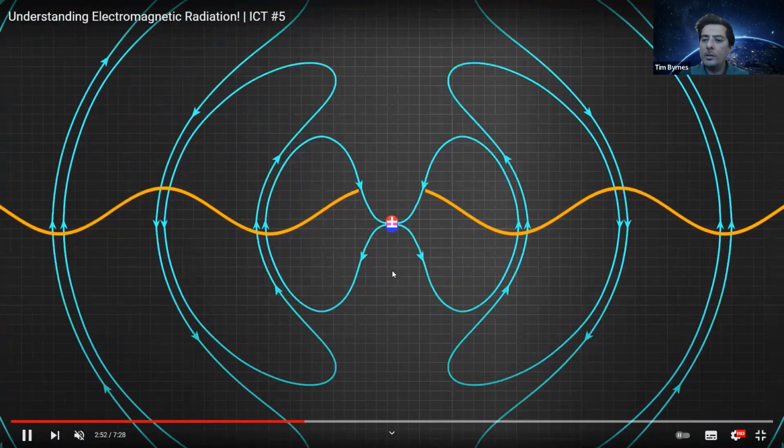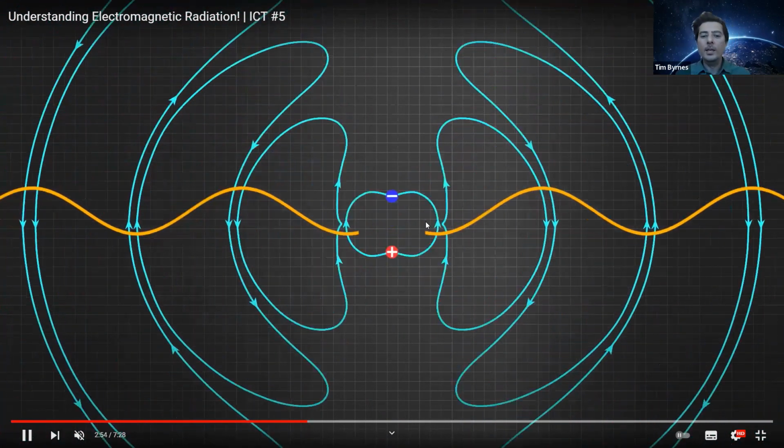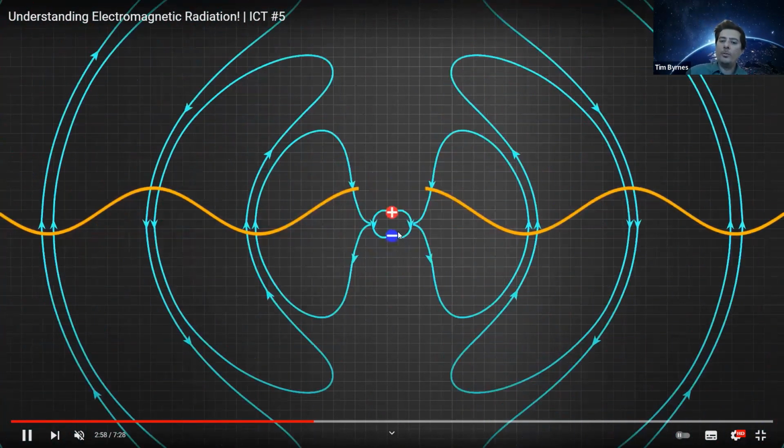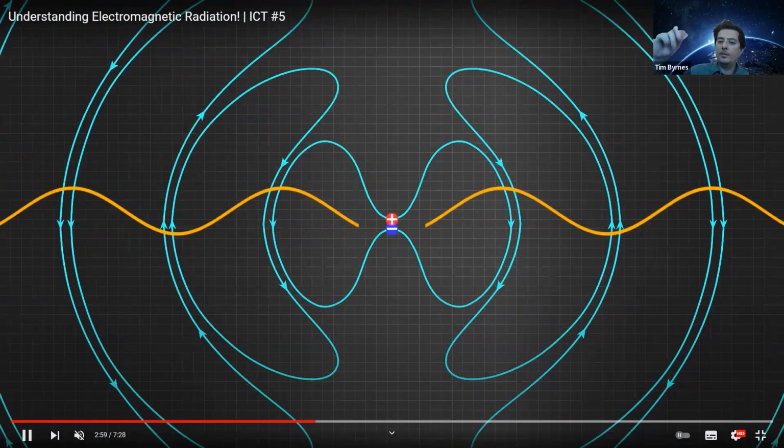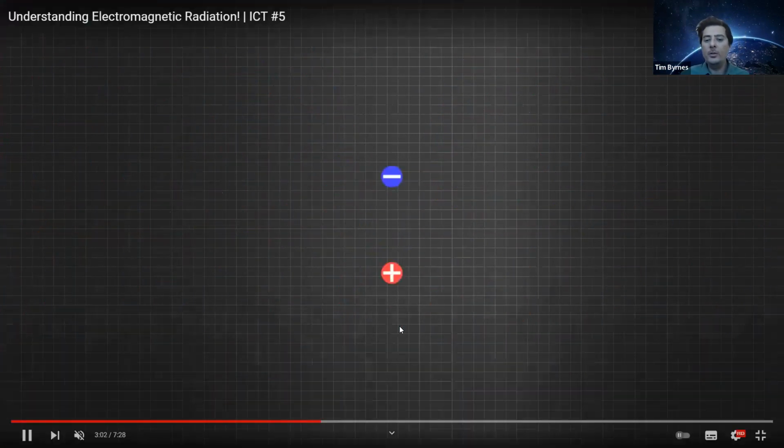And practically, a slightly nicer way to do it is to have charges which are oscillating back and forth with a sine kind of shape. Okay. You could do this with just one charge, but you could also do it with two charges, plus and minus.